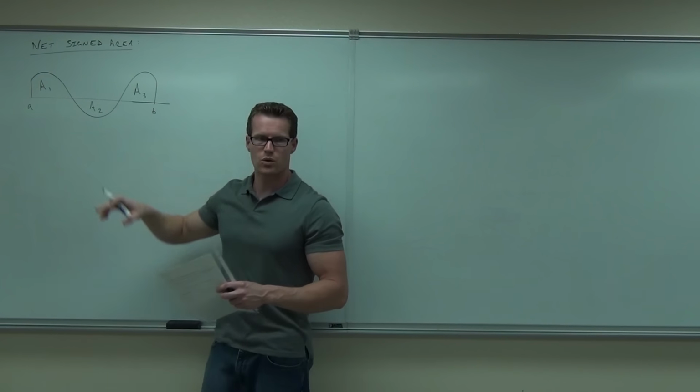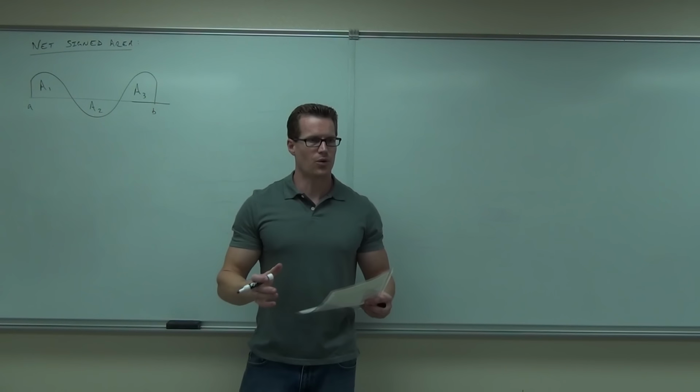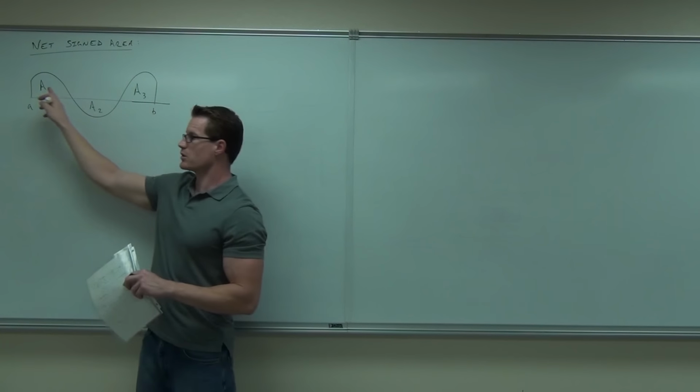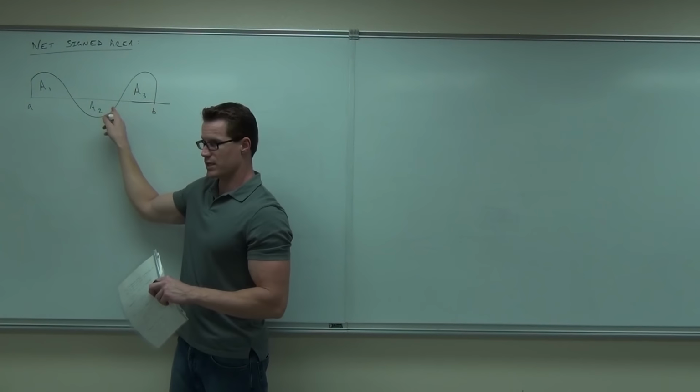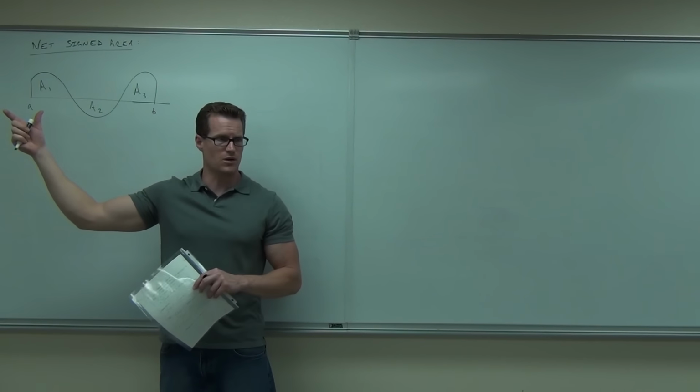Now, in order to figure out total area, I'm going to show you how to do that in a couple more lessons. But right now, just know that when we're calculating area from one point to another, it is including this as being positive, this as being positive, and this it would count as a negative area. It would subtract from the 2 positive areas. Are you following me on that?